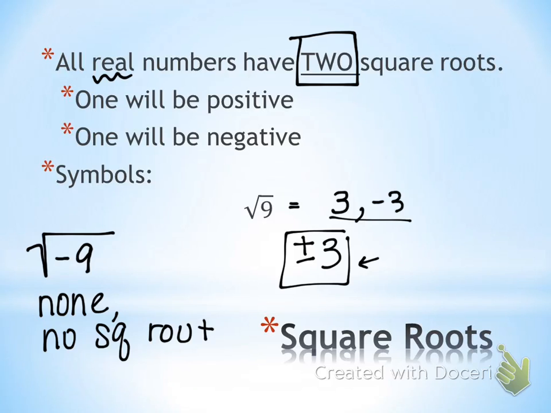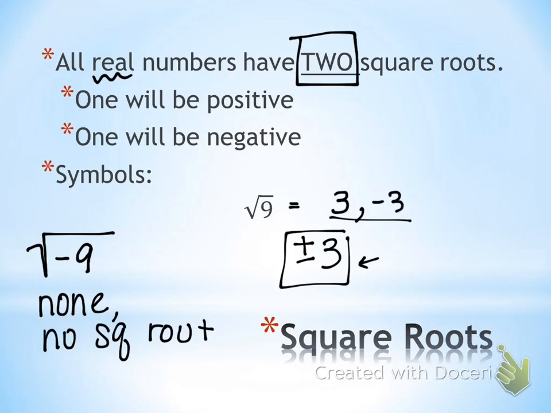Once you get into Algebra 2, you're going to deal with these things called imaginary numbers, and that's when you have a square root of a negative number, but I'm going to save that for Algebra 2 and let your teacher explain that to you, okay? So, as far as you're concerned, we're just looking for the square roots of real numbers. That means a positive number.